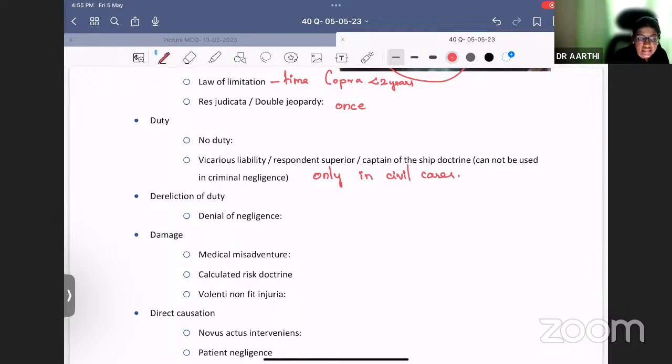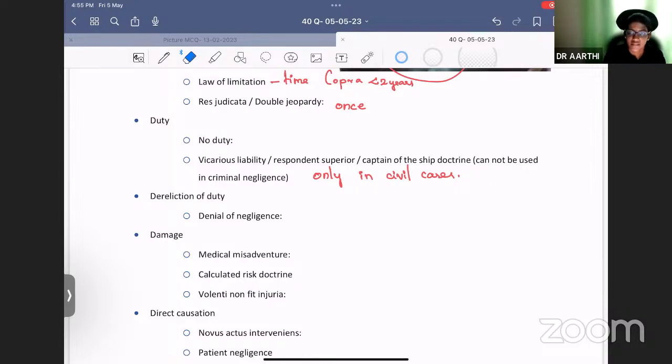Okay. Next, dereliction of duty. Dereliction of duty means saying that there is no negligence. No, I did not do any negligence. There is no negligence. Okay? So, denying negligence is dereliction of duty. Next comes damages.